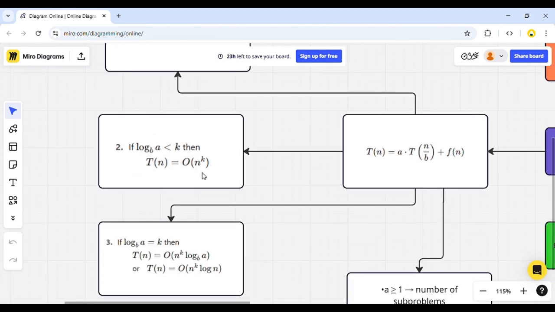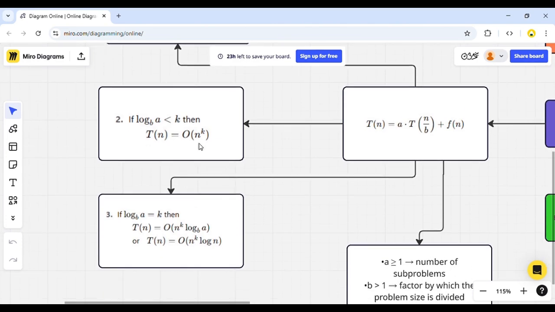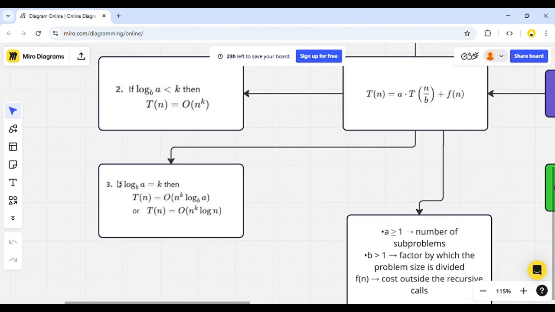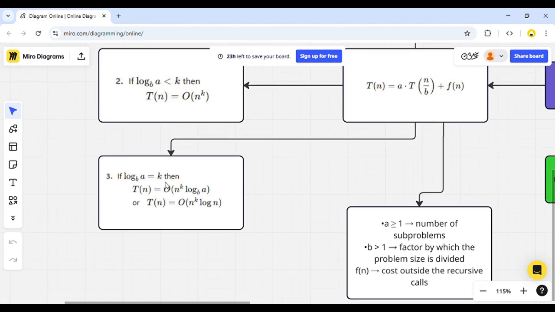In the same way, the second case: if log base b of a is less than k, then the time complexity will become big O of n to the k, where k is the power. And the last, third rule is when both become equal. What if the recursive and non-recursive parts have the same complexity? What should we do in this case? In this case, we consider both in the complexity.